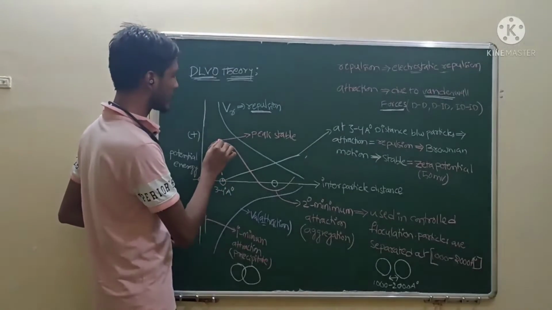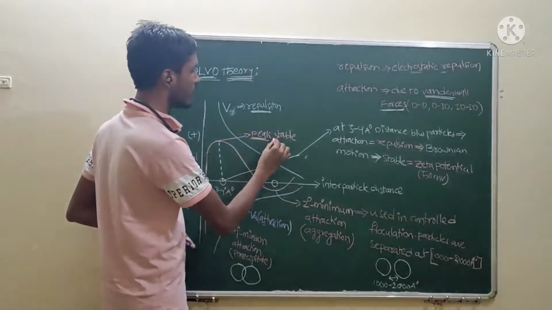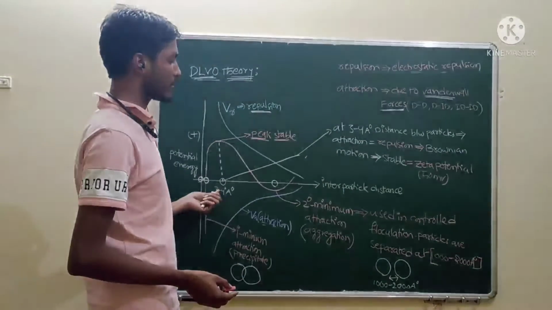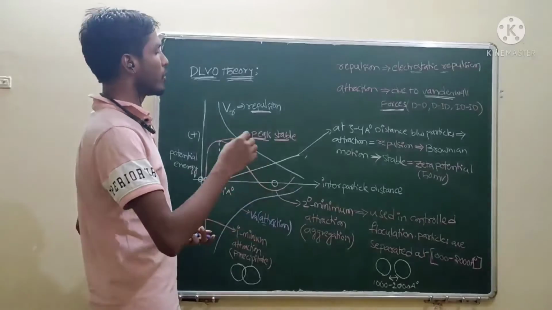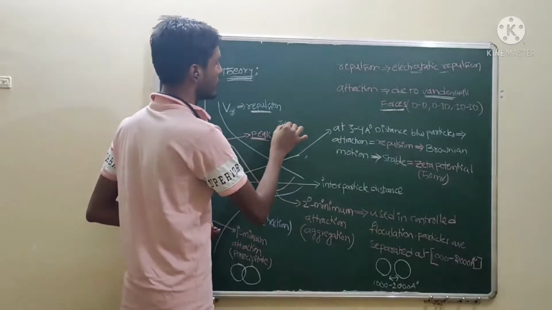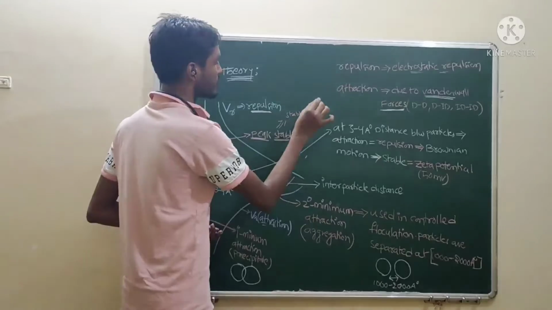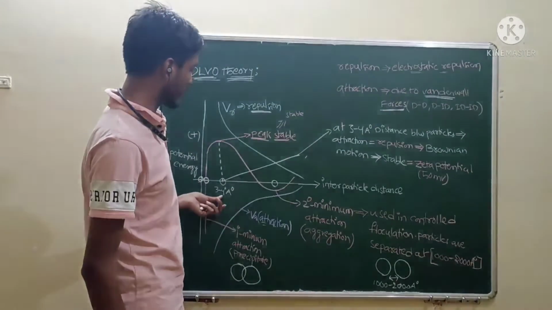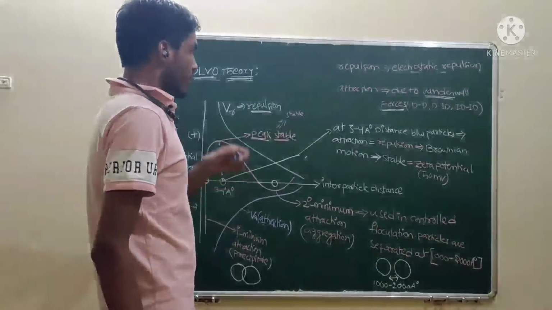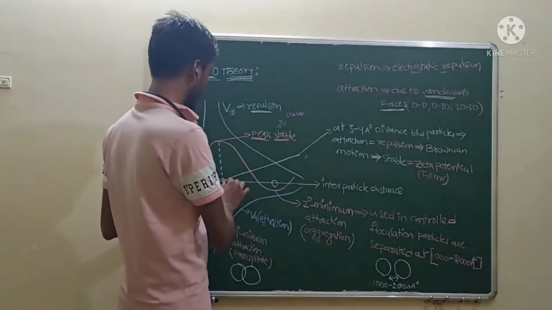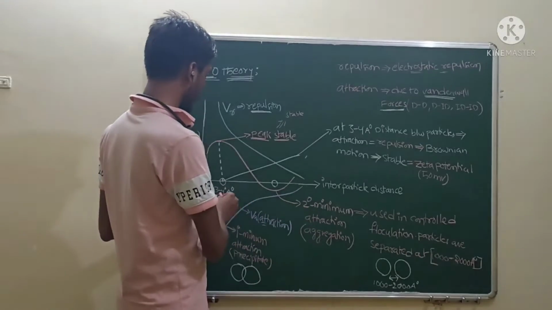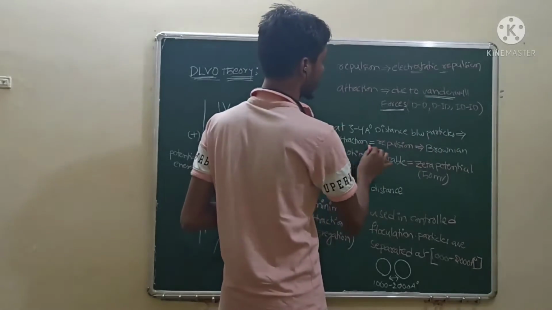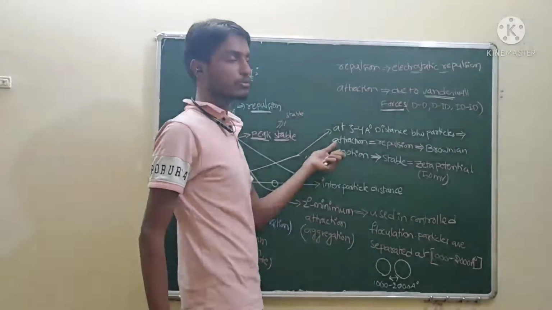So what is this indicating? This peak indicates a stable colloidal dispersion formation. Stable colloidal dispersion is formed here. See, I have represented the distance, and this is 3 to 4 angstrom. At a 3 to 4 angstrom distance between the particles, attraction is equal to repulsion.